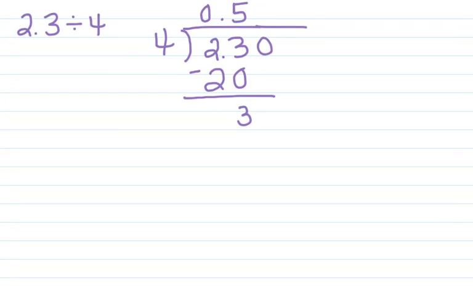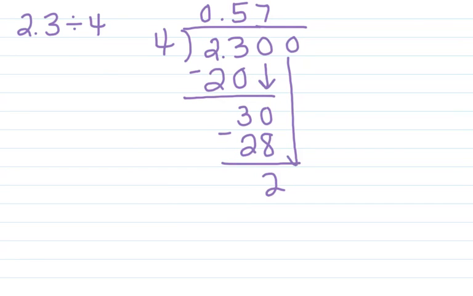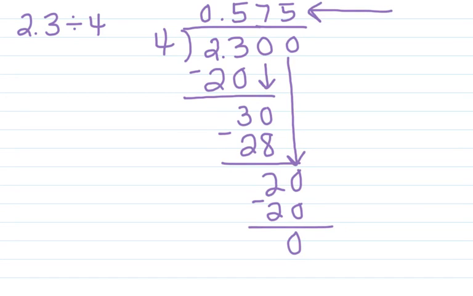So I'm going to add that 0 here, bring down the 0, and 4 goes into 30 7 times. 7 times 4 is 28. I subtract and I get 2. That still doesn't work, so I'm going to add another 0 to bring down. And I see that 4 goes into 20 5 times, and 4 times 5 is 20, leaving me with a remainder of 0. So final answer on this one would be 575 thousandths. All right, I hope you did well on that one as well.